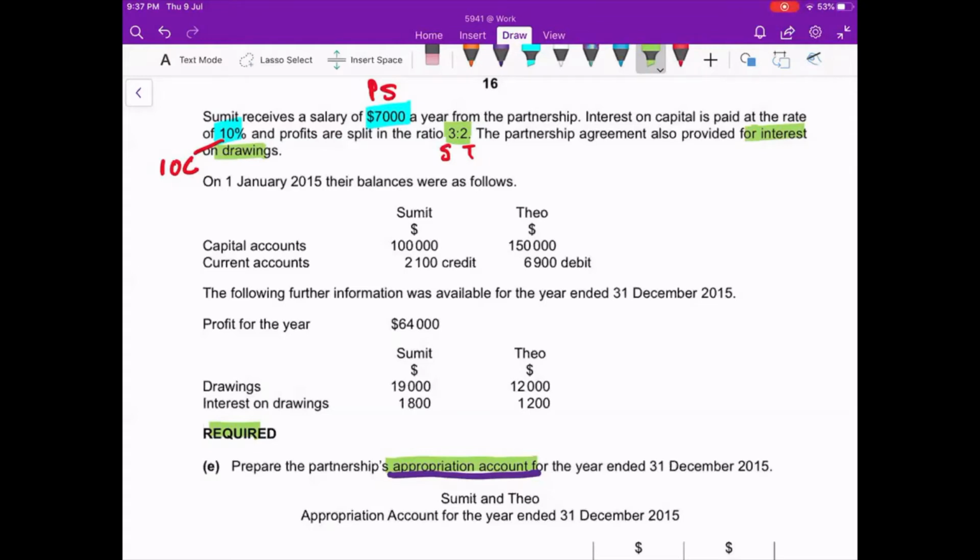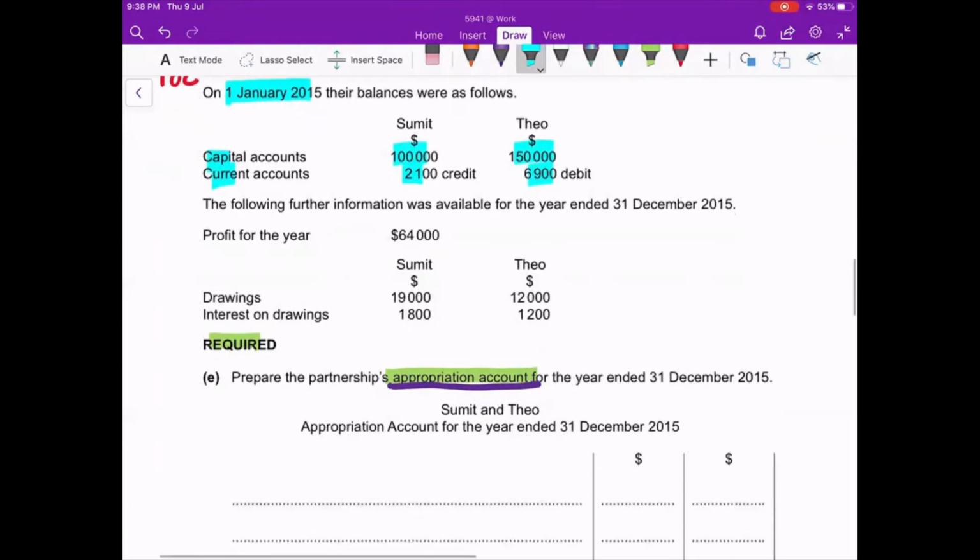It's either they tell me the percentage so I can calculate the interest on drawing myself. If they didn't give you the percentage, it means they will give you how much is the interest on drawing. So later we'll see the question. Okay, we continue to read. On the 1st January 2015, the Sumit's capital account. This is the capital account, and then the current account is this. Okay, then we continue, and then profit for the year is 64,000.